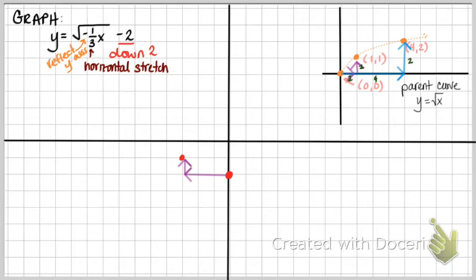We take our blue arrows. That spacing used to be 4 horizontally. We're going to have to go 12. Still moving up 2 after that point and finding another nice point. Plot yourself a smooth curve.